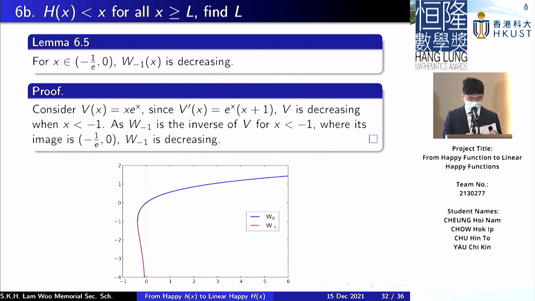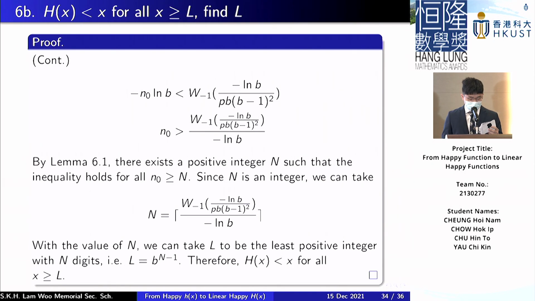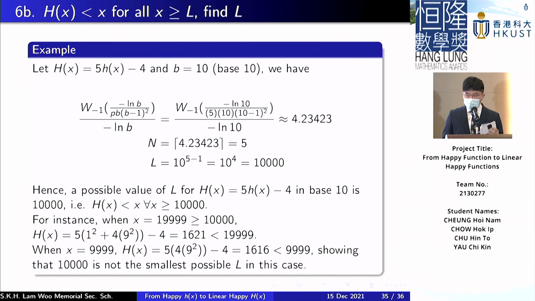Then we prove that the W-1 function is decreasing on its domain. Then we can apply it to the inequality concerned. And after some simplification, we find an expression of the lower bound L in terms of p and b. Here is an example to demonstrate how to find L, and we believe that this can help us to search all the patterns of all happy numbers with different linear happy functions and bases.